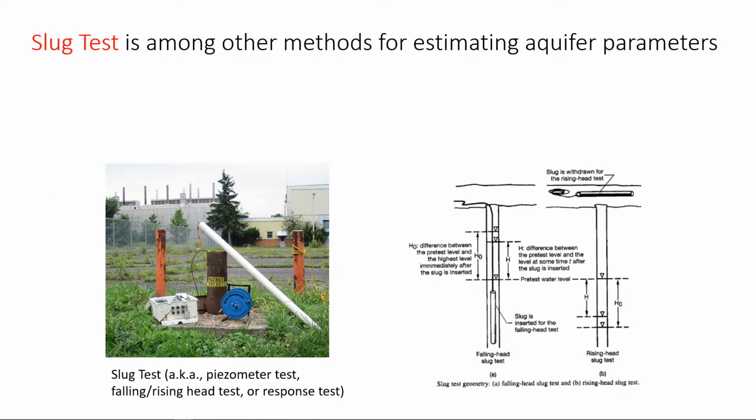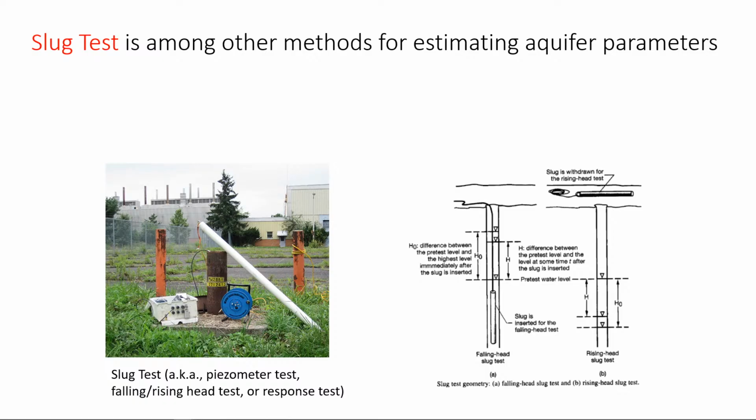Other than being a cheap version of a pumping test, the slug test also has some merits on its own. In some field investigations, for example, you might need to know the hydraulic conductivity of a low permeable material, like your aquitard.